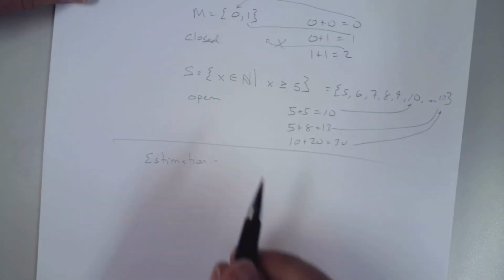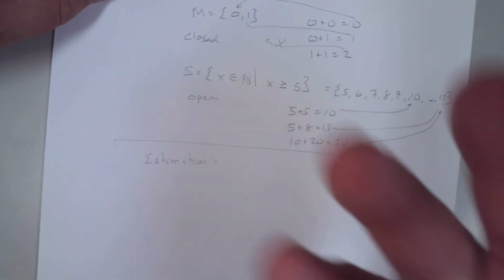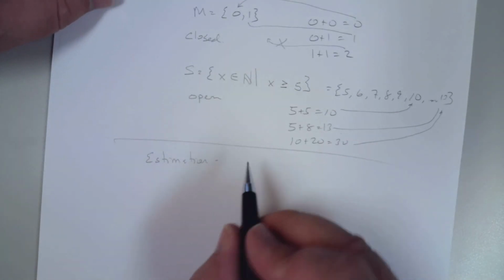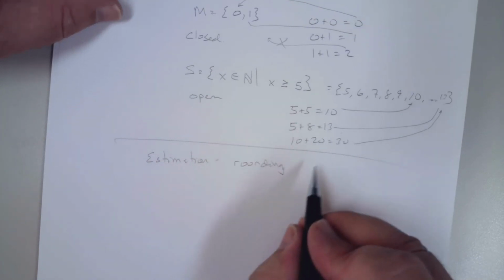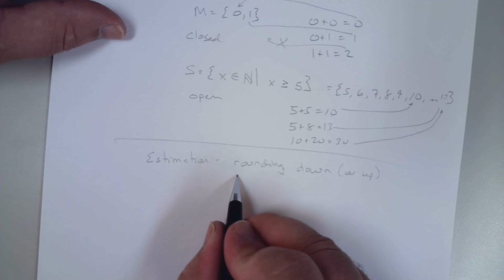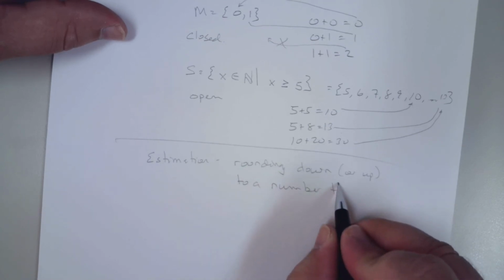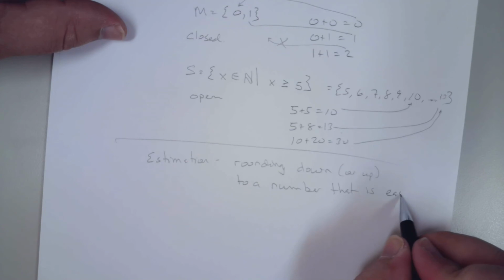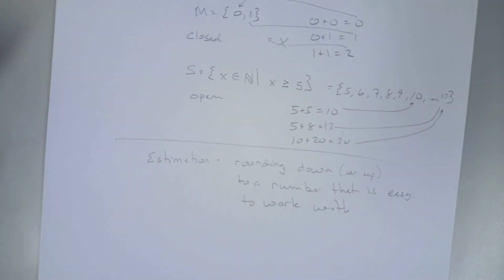Estimation. This is what a lot of people should do when they go shopping. See how well they sit with respect to what they're buying. Estimation is rounding down or up to a number that is easy to work with. That's a very, very short definition for it. It's pretty much my made up.